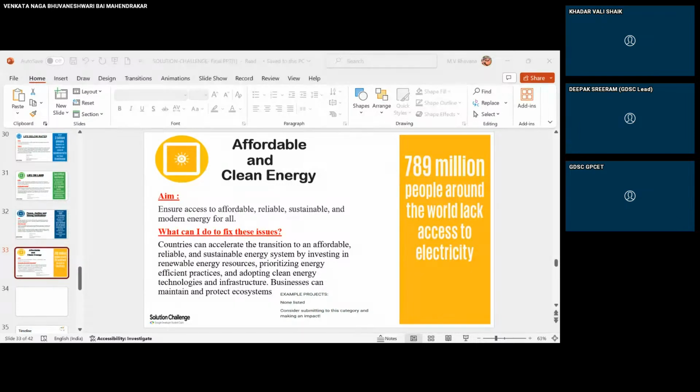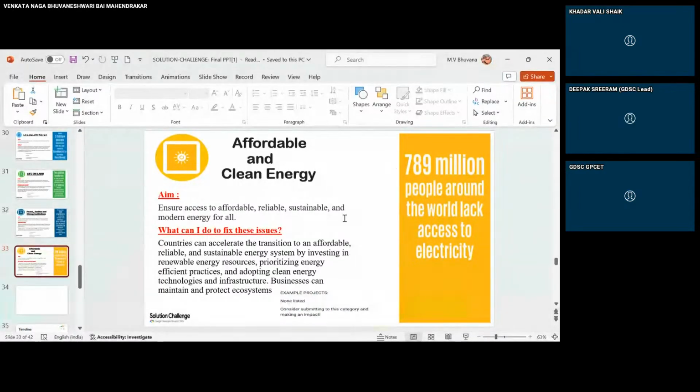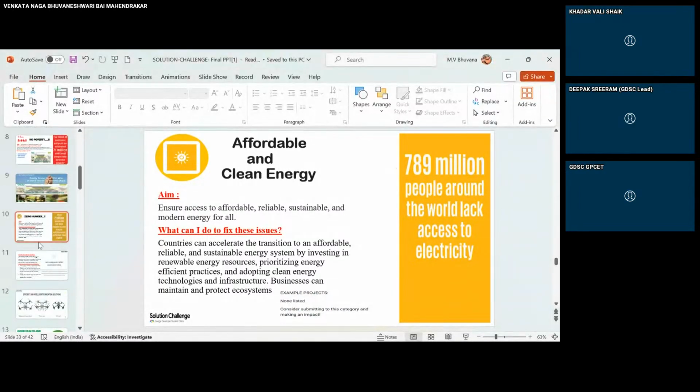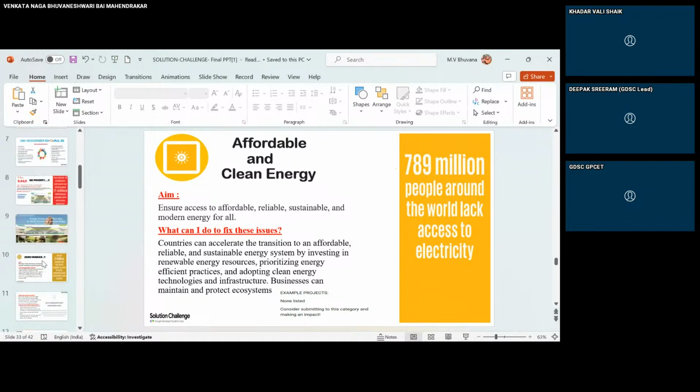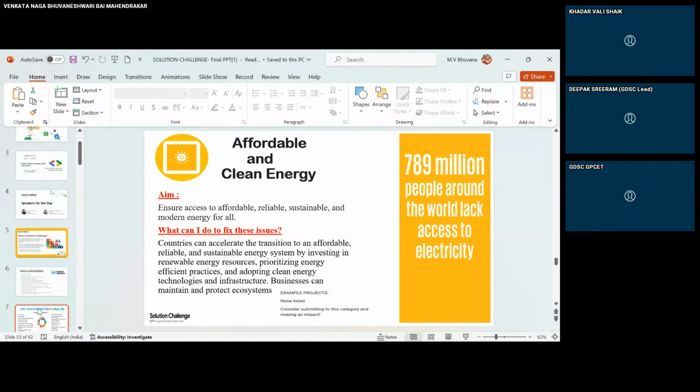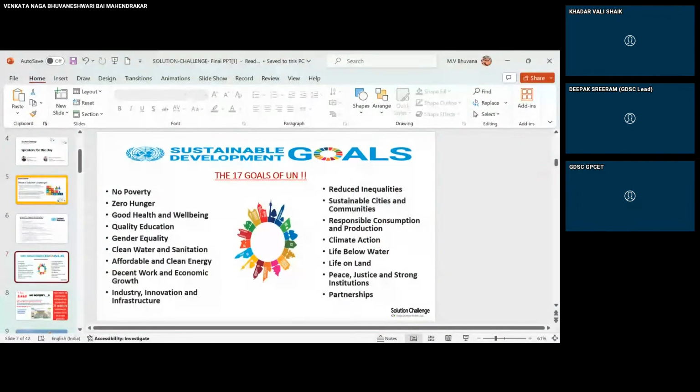No, no. It was the fifth sustainability goal. I think so. Okay, I'll just open it. Wait, I will check. No, sorry, decent work and economic growth. Okay, for that type of projects, yeah.